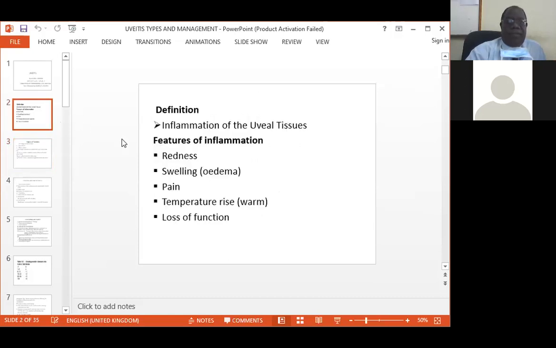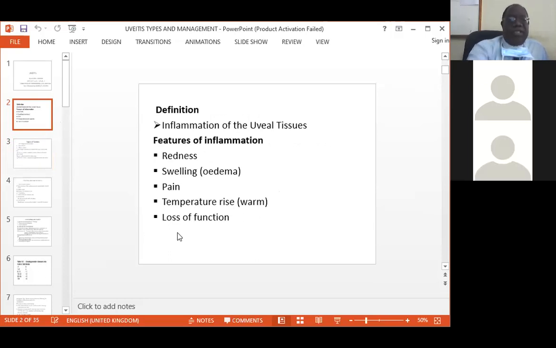So we go to this definition: inflammation of the uveal tissues, and the features of inflammation. When you look at the eyeball, there will be redness, swelling and edema, pain, temperature rise, and loss of function. These are features of any inflammation, not only of the uveal tissue. Whether on the skin, you have the redness, the swelling which is due to edema, pain, warmth when you touch an inflamed area, and also loss of function.